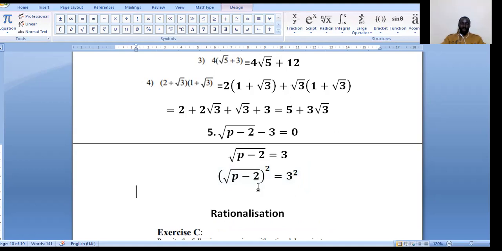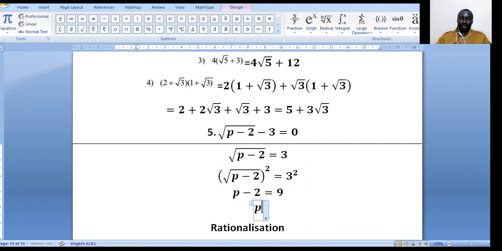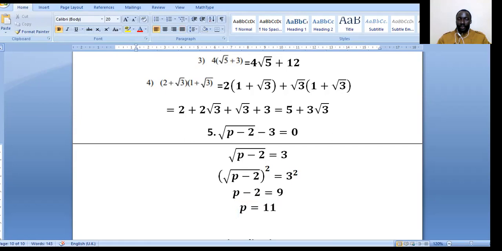When we remove the square root sign, we are going to be having what? P minus 2 on the left hand side, and on the right hand side, we will be having 9. Now you see that this way, it's a lot easier to find the value of p. We just transfer negative 2 from the left hand side to the right hand side, and we get 11. That is how we solve for p.